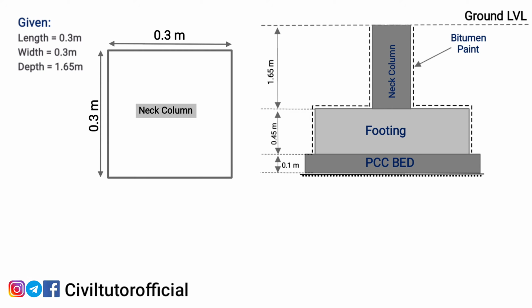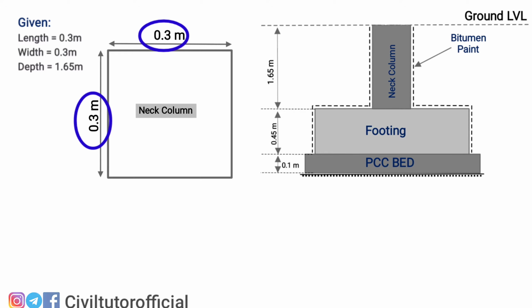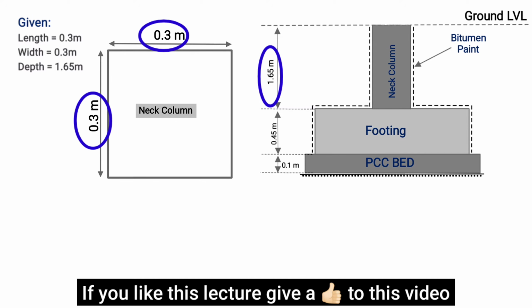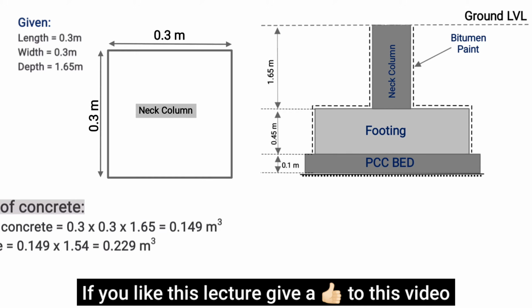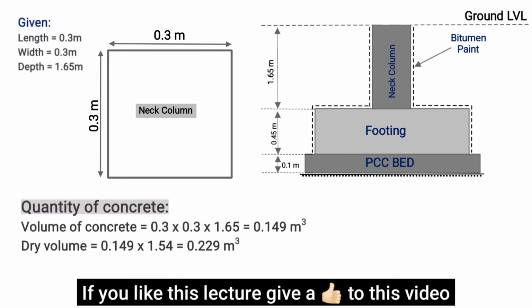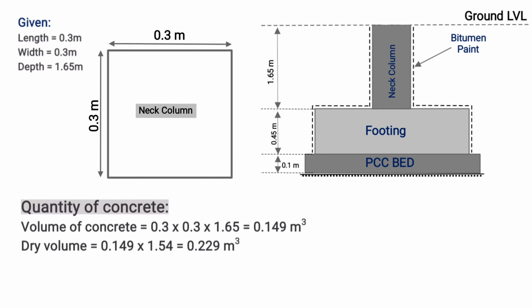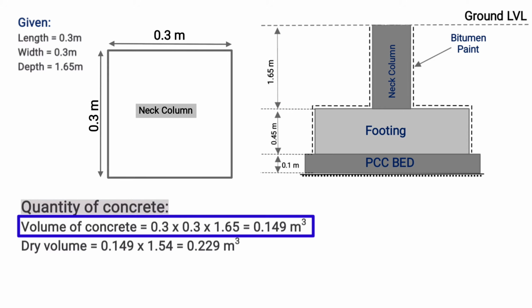The length and width of its cross section are equal to 0.3 meter. Its depth is equal to 1.65 meter. To calculate the required quantity of concrete, we need to calculate the volume of concrete, which will be equal to the volume of neck column. Volume of neck column is equal to length into width into depth of this column, which will be equal to 0.149 meter cube. It should be noted that this volume is the wet volume of concrete.